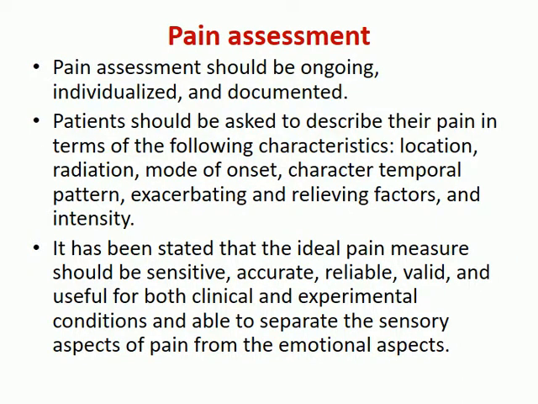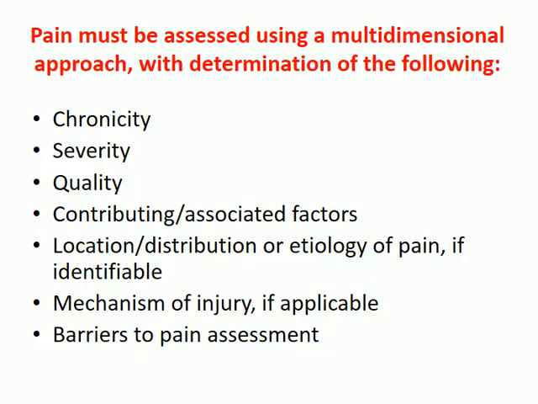Pain assessment should be ongoing, individualized, and documented. Patients should be asked to describe their pain in terms of the following characteristics: location, radiation, mode of onset, character, temporal pattern, exacerbating and relieving factors, and intensity. It has been argued that the ideal pain measure should be sensitive, accurate, reliable, valid, and useful for both clinical and experimental conditions, and able to separate the sensory aspect of pain from the emotional aspect.